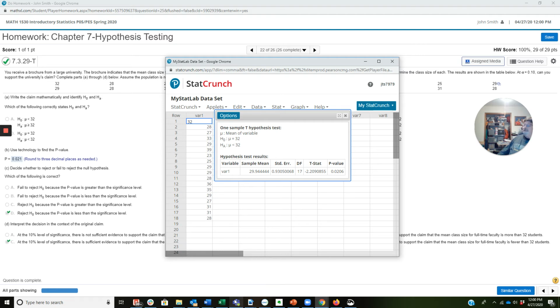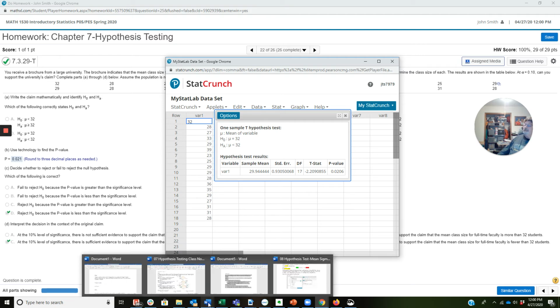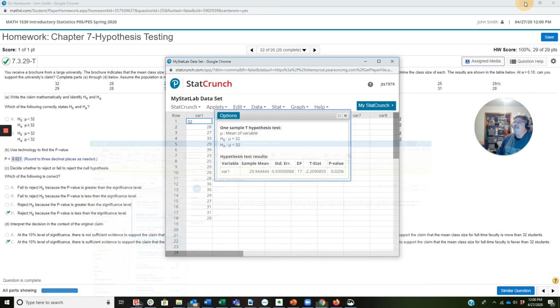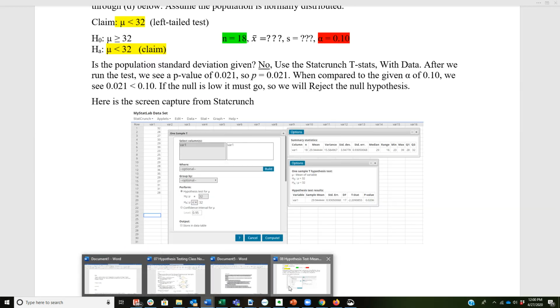Now, returning to our document, we see, whoops, you probably don't want to see my email, do you? Let's try to get back to the document.